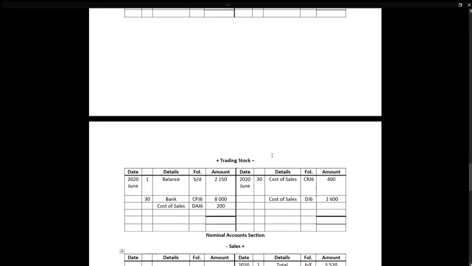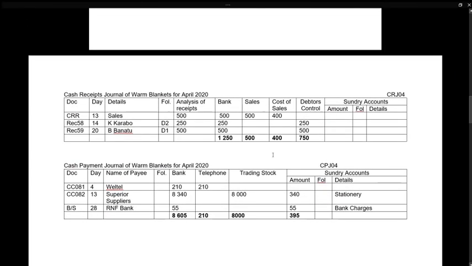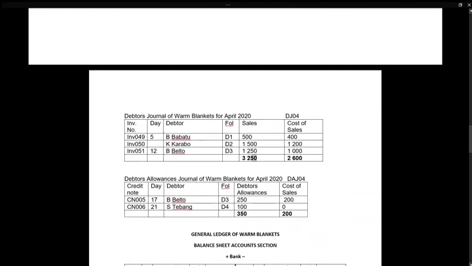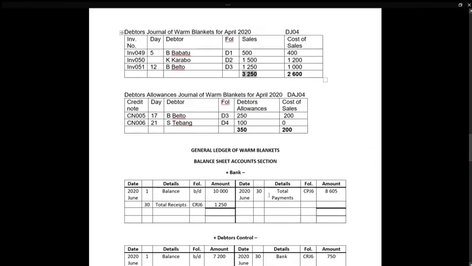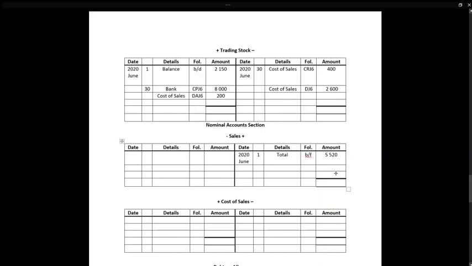So we had sales during the current month as well on credit and in cash. So cash receipts journal, we had sales to the value of 500 Rand, and we had sales on credit to the value of 3,250 Rand. I'm going to record both of them now, so I don't have to go up and down all the time. Right, so we had credit sales to the amount of 3,250 Rand. I got the information from my debtors journal number 6. My details will be debtors control.